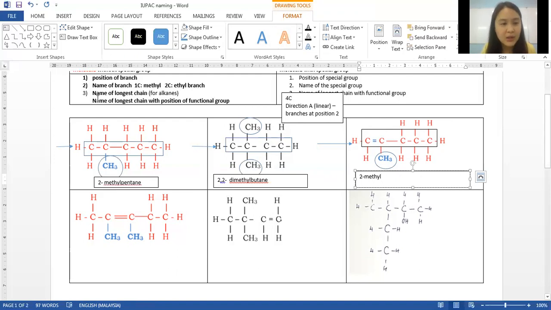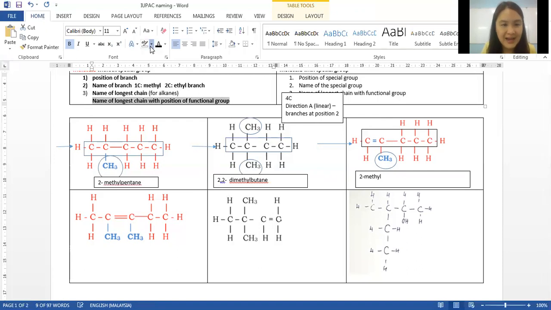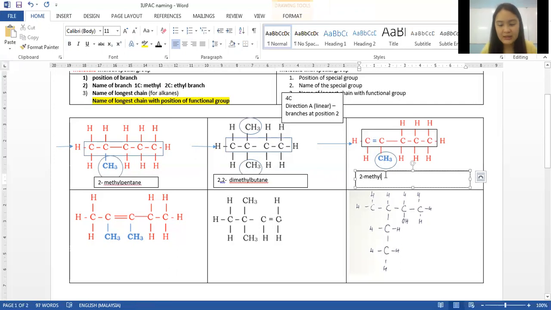So when I name the last element, I will have to name the longest chain with the position of the functional group. What I mean by this is that when I look at this molecule, the longest chain that I have picked has 5 carbon. So 5 carbon with a double bond is called pentene.